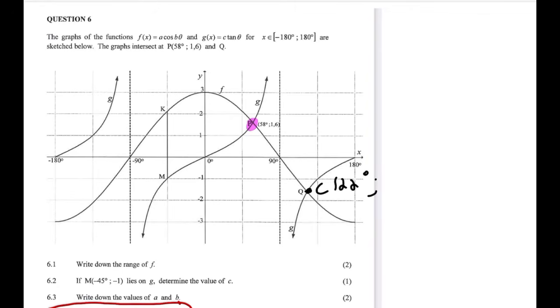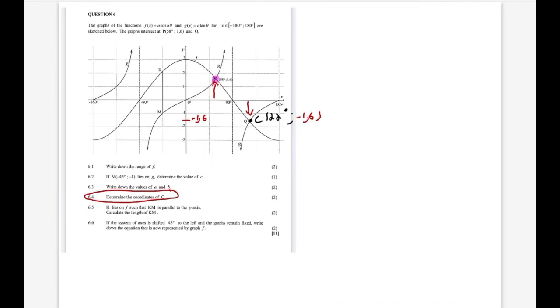What about the y values? Well, between the x-axis and the point of intersection there, we have 1,6. That should be the same here, which would mean that here we have negative 1,6 as a y value. So to answer 6.4, Q has the coordinates 122 degrees, negative 1,6.